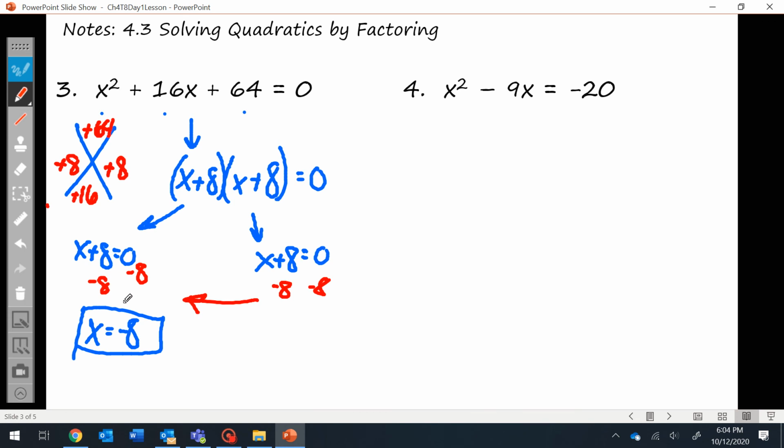This one only has one solution, which means that it touches the x-axis. The vertex is actually on top of the x-axis, like here. It comes down, touches the x-axis, goes back up, and that happens at negative 8, so it's actually over here.